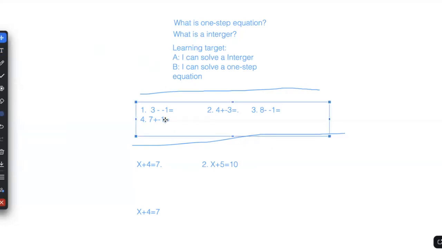As you see, for questions 1 to 4, we have some integers that we can solve. So let's get started on learning how we can do this. We can do two strokes out of our rules, or we can combine them.